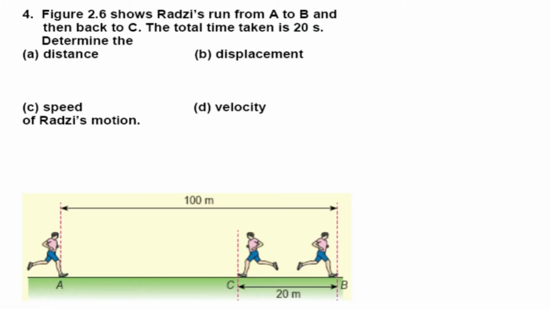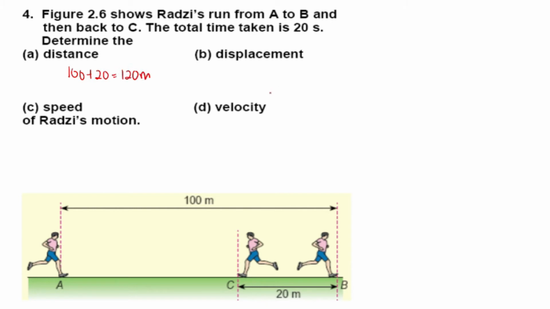Then the next part, question number 4. Figure 2.6 shows Razi's run from A to B and then back to C. The total time taken is 20 seconds. Determine the distance, displacement, speed, and also velocity. For the distance, you have to ignore the direction because it's a scalar, so you just consider the magnitude. From A to B, then back to C, so 100 plus 20, you will get 120 meters.